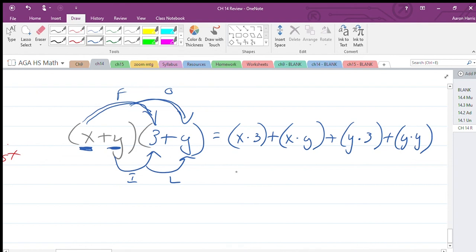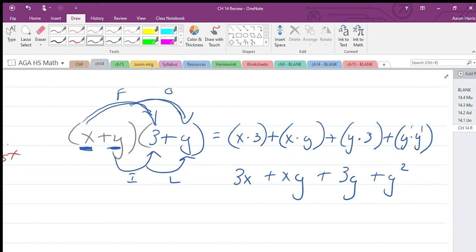X times 3 is nothing more than 3x. X times y is xy. Y times 3 is nothing more than 3y. And y times y is what? Y squared, because this is 1, this is 1, so 1 plus 1 is 2. Okay, anything to combine? Nope. It's in alphabetical order. I am good to go.